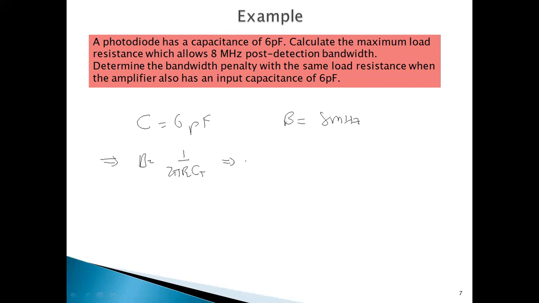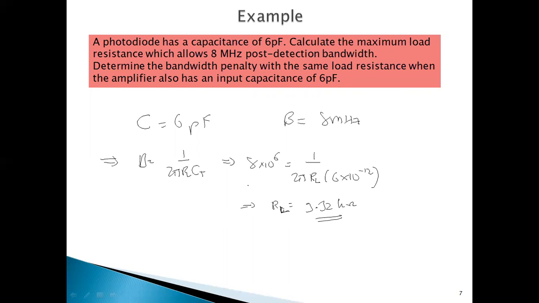We are given that B is 8 megahertz, so 8 times 10 power of 6 equals 1 over 2 pi, RL is to be calculated, and the total capacitance is given to be 6 picofarad, which is 6 times 10 power of negative 12. By calculating this, we get that the load resistance RL shall be equal to 3.32 kilo ohm. That should be the maximum load resistance that can be applied if we want a bandwidth of 8 megahertz for the optical receiver.